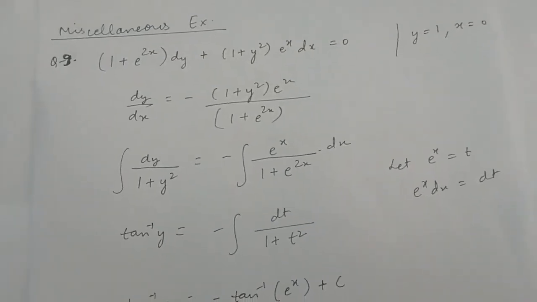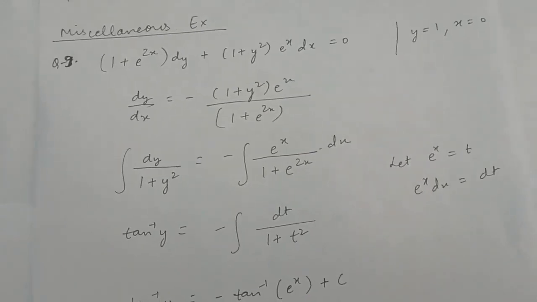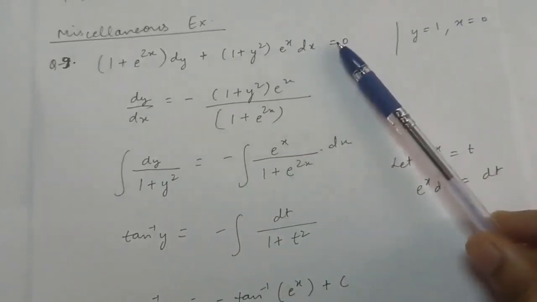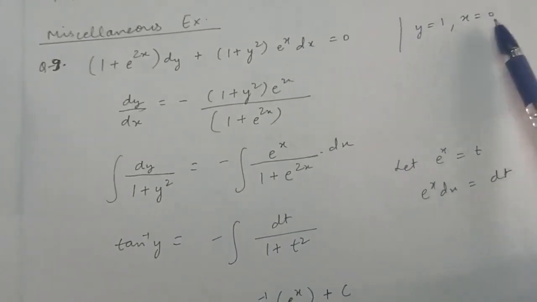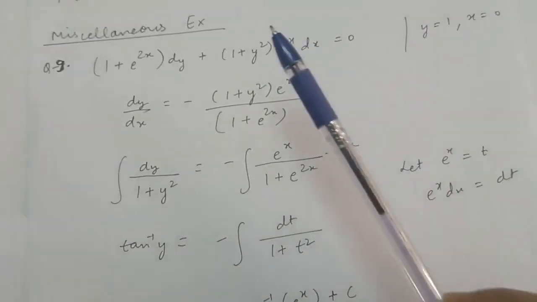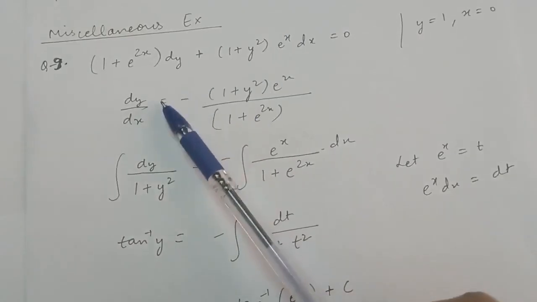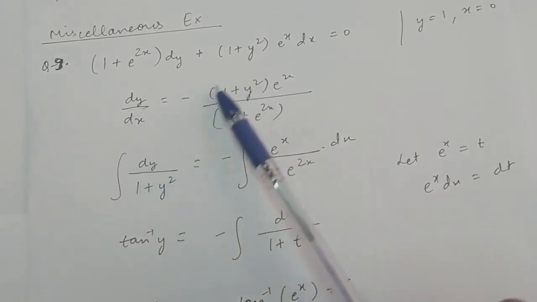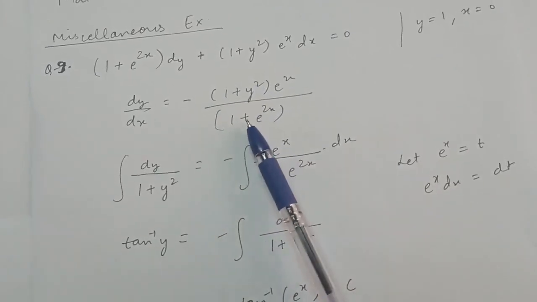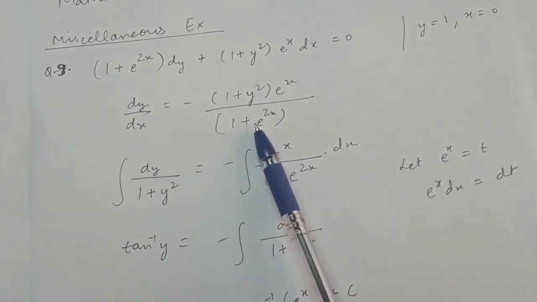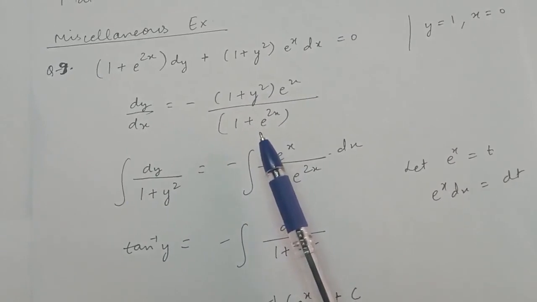So question number 9 is find the particular solution of this differential equation given that y is equal to 1 when x is equal to 0. Now first of all calculate the value of dy by dx which you will get as equal to this. Now see, it is not given in the question which method is to apply. So you have to decide it by yourself.